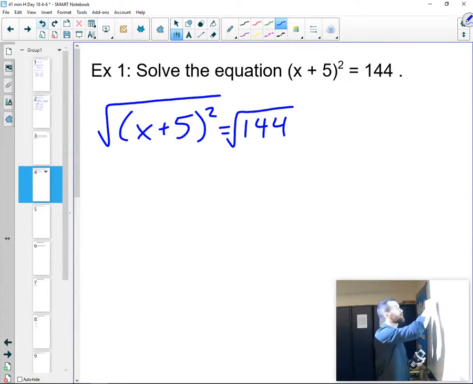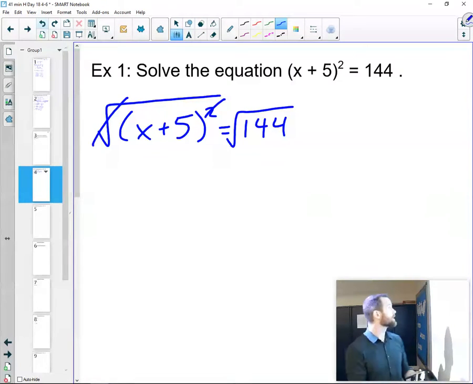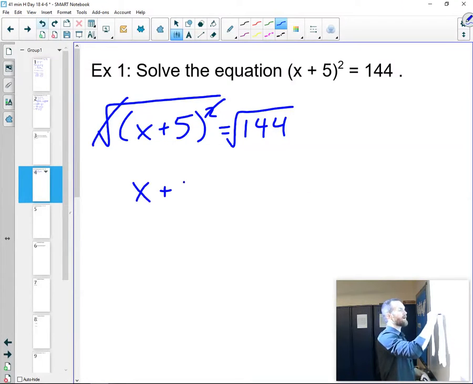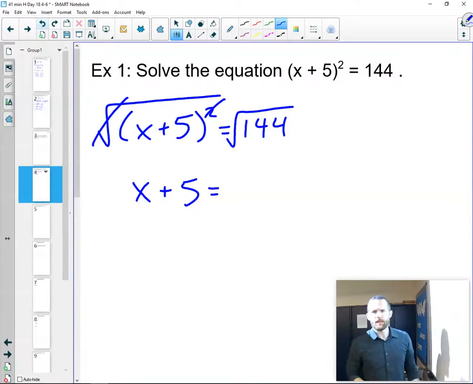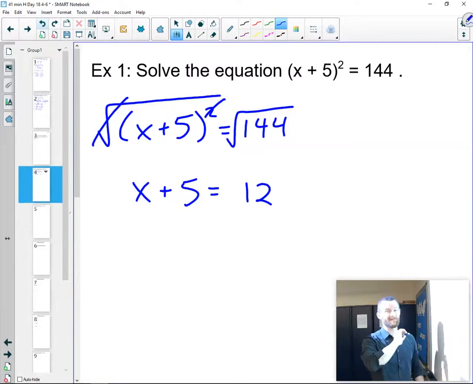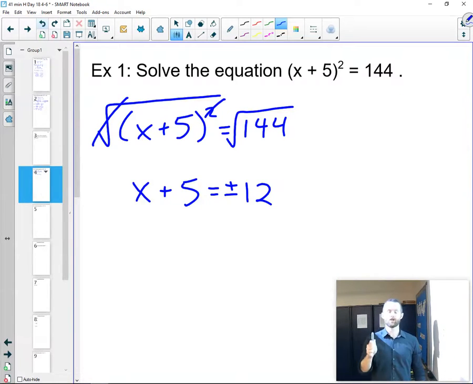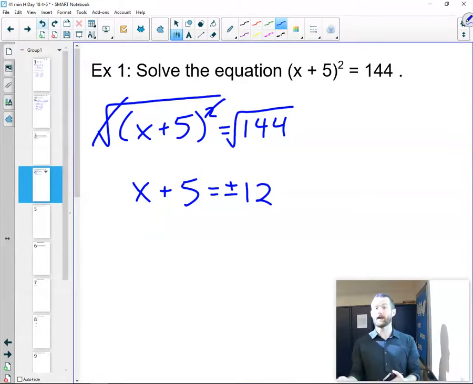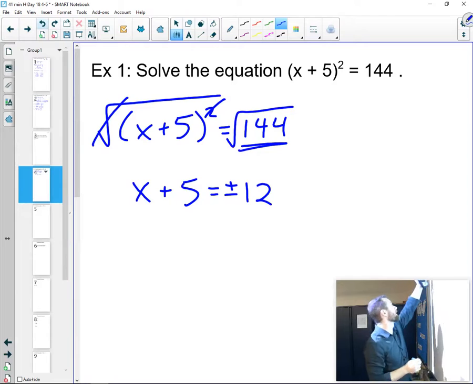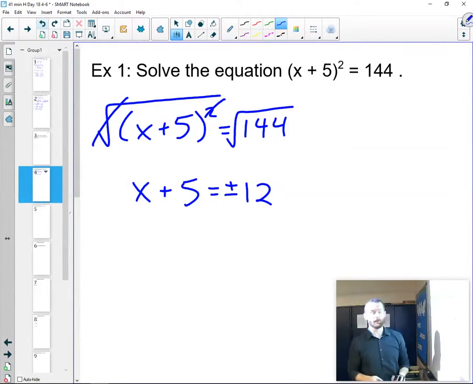Now remember, the square root and a power of 2 are inverse operations. They undo one another. So all that's left on the left side is x plus 5 equals, the square root of 144 is, did you just write down 12? If you did, that's a little mistake. It's positive and negative 12. Remember, whenever we take the square root of both sides of an equation, we have to worry about the positive and the negative possibility, because positive 12 times positive 12 gets us back to 144, and negative 12 times negative 12 also gets us back to 144.